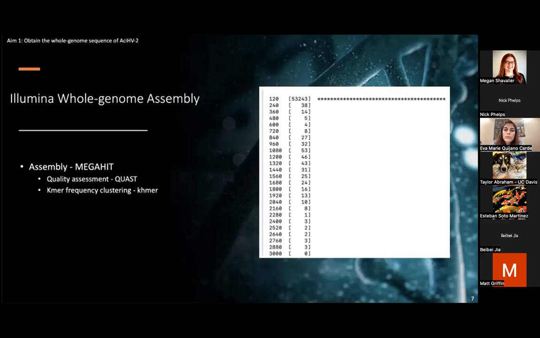So here's an example of what that looks like. We can see here at the top that 53,243 k-mers repeat only 120 times. So these are considered to have low abundance and were filtered out.